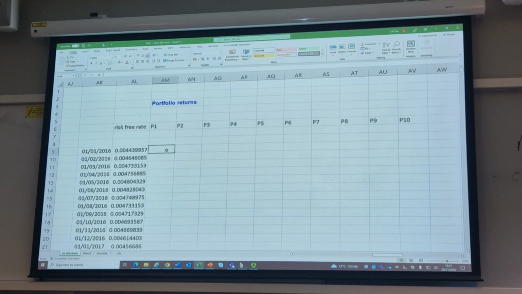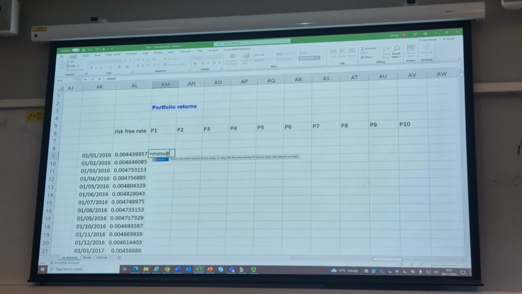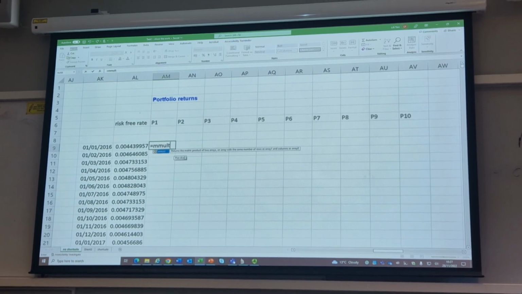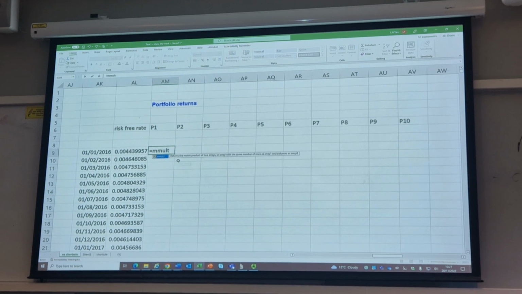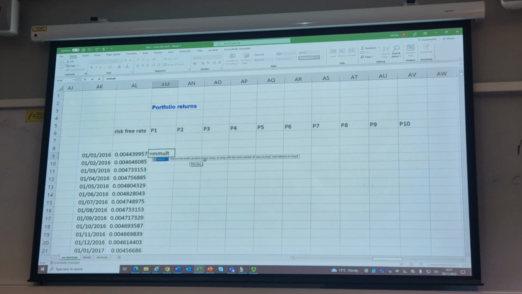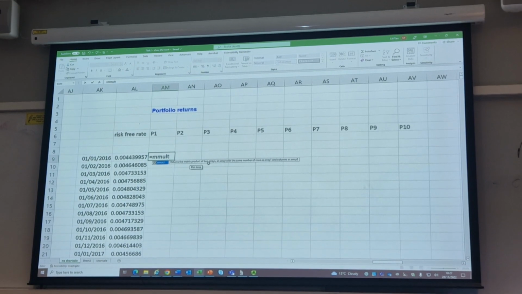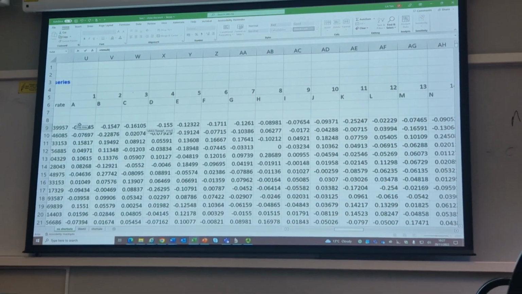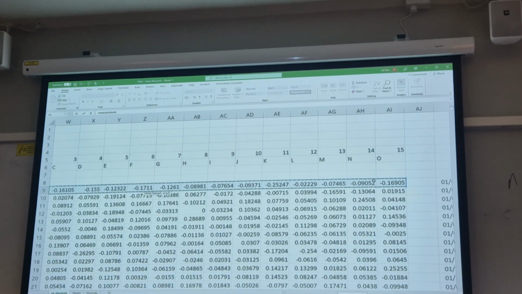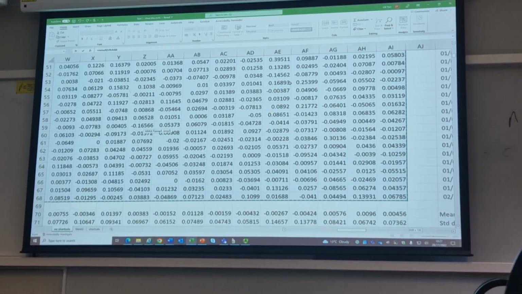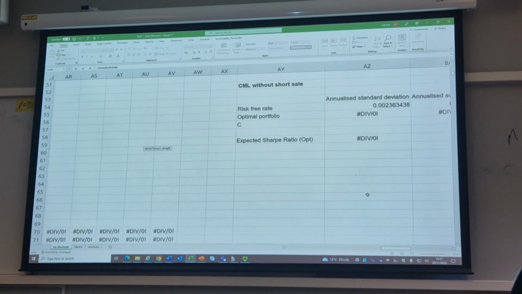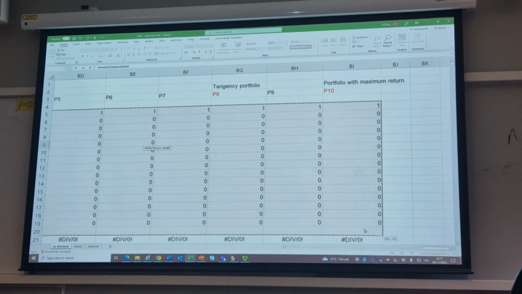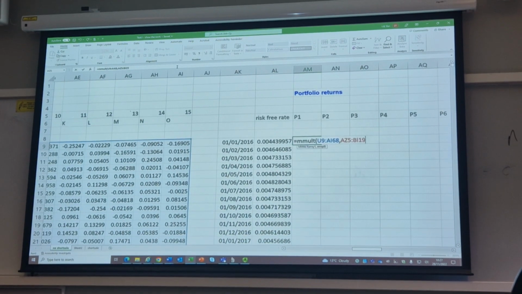Okay, so we just use the MMULT function. Can we see here the information of this function? It says that it returns the matrix product of two arrays, so two matrices. The first matrix is the return of 30 stocks, so I just highlight that. And then use a comma to separate the matrices. The second matrix is the weights of these 10 portfolios. And that's it.